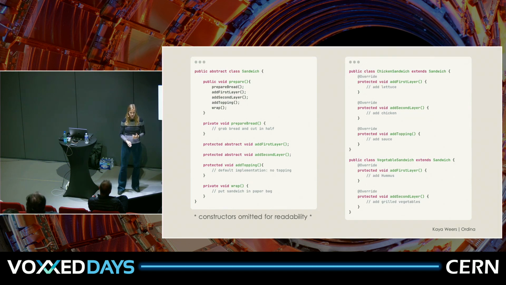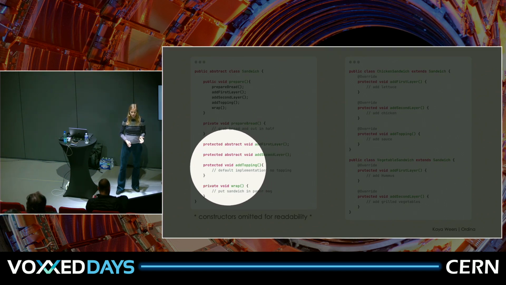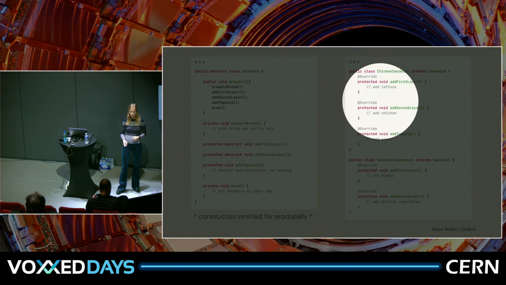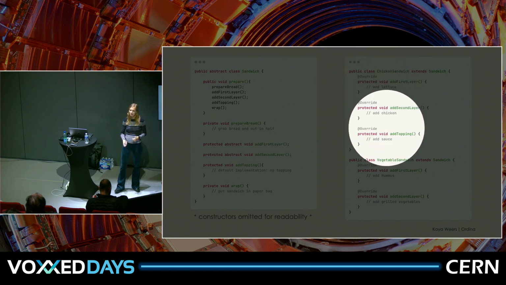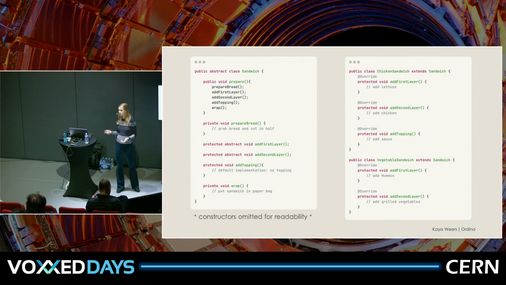So the solution for that is creating a default implementation in the superclass, which just does nothing. So in this case, there's no topping, but you just define it in the superclass, so not every subclass has to implement it. Then the chicken one overrides it and adds the sauce. But your vegetable sandwich doesn't have the method because it doesn't need a topping. And then last is the wrap, which is again just a method that you can put in the superclass.